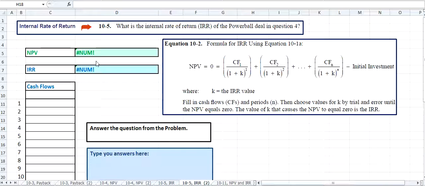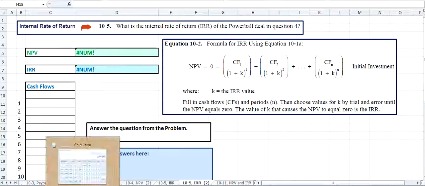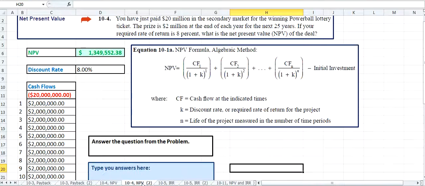We are looking at problem 10.5, the internal rate of return for our Powerball deal in question 4. So we know that with a discount rate in problem 4 of 8%, and once again, think of this discount rate as the cost of capital. We could have gotten 8% investing our 20 million somewhere else, so that's actually the cost of capital for this $20,000 initial investment.